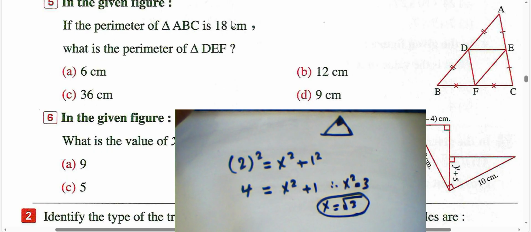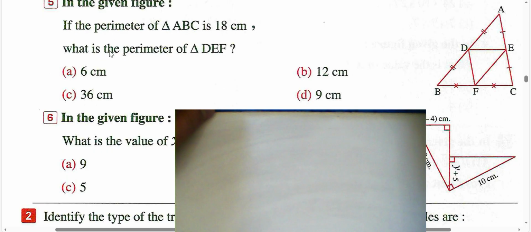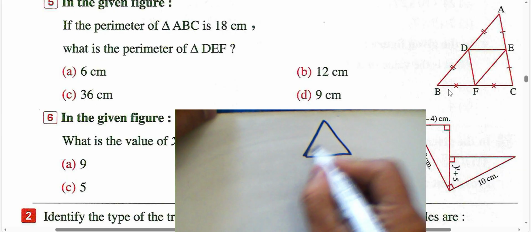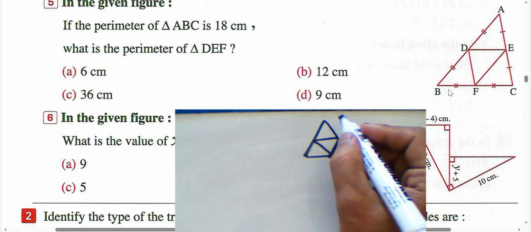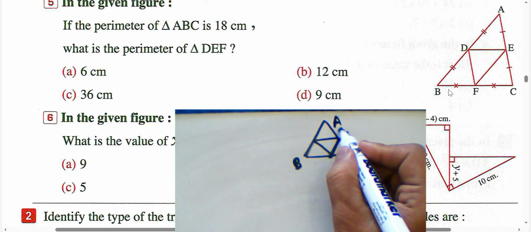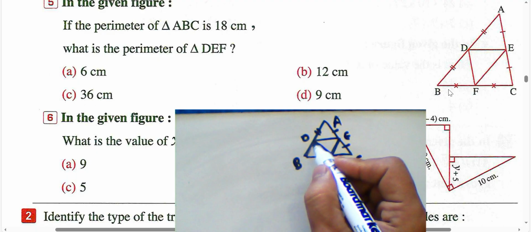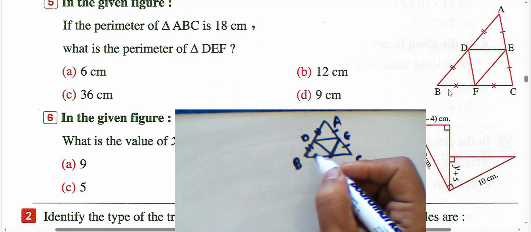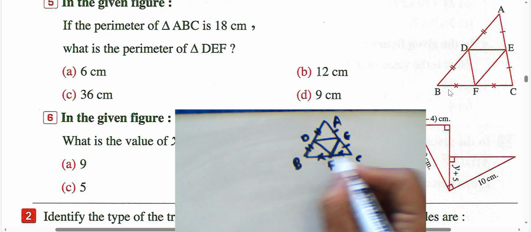Number 5. The given figure. The perimeter of triangle ABC is 18 centimeters. E is the midpoint between A and C, and D is the midpoint between B and A, and F is the midpoint between B and C.